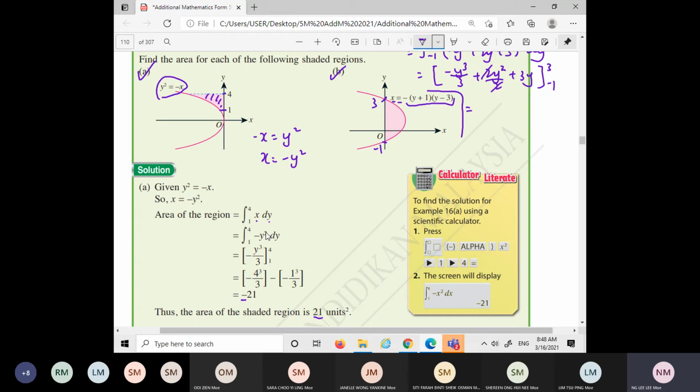So I integrate negative y squared, I get this. Then substitute the 4 and 1, I get negative. So last step, change the answer to positive. Maybe we could try this. Use a calculator to check your final answer. But all these steps you need to show, you can't just let the calculator give you the answer. So I want to show you this calculator.